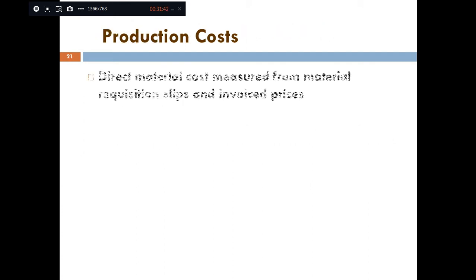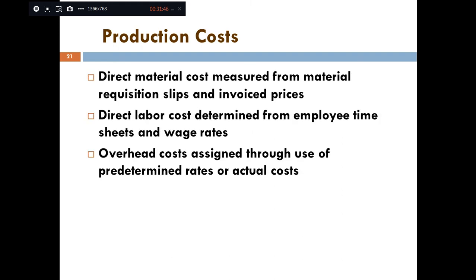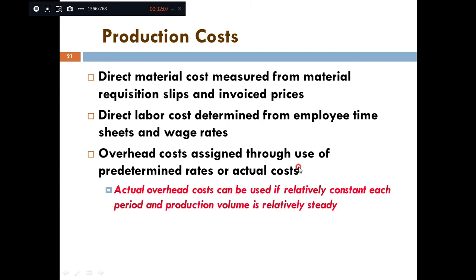Production cost in detail. Direct material cost is measured from the material requisition slip and invoice prices. That's simple, no? Direct labor cost is determined from employee timesheets or wage rates. Simple, no? Overhead costs are assigned through the use of predetermined rates or actual costs. This is the difference. Actual overhead cost can be used if it is relatively constant each period and production volume is relatively steady.